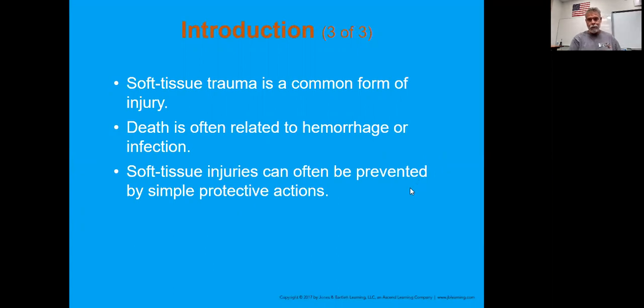Soft tissue injuries can often be prevented by simple protective actions as we look through them. But as far as death is concerned, the most common cause of death from a soft tissue injury is uncontrolled exsanguination. That just means they bleed. And it's actually why you've been approved to use the tourniquet, because with a laceration to the arm that's bleeding out the brachial artery, people can lose a lot of blood. So again, there's no wrong way to stop these life-threatening bleeds.